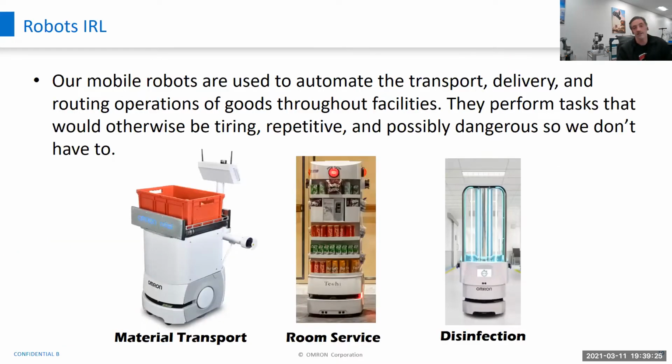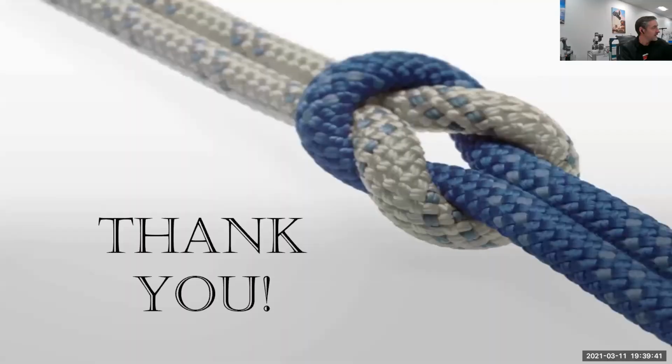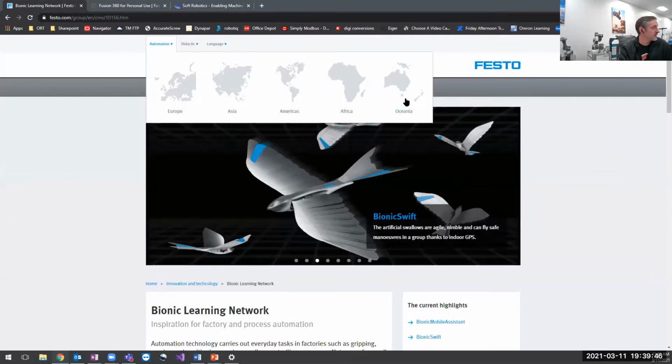So, as you know, the COVID pandemic is sweeping the world right now. Robots in real life are currently used for disinfection, material transport, room service, things like that. So I just wanted to give you a quick example of how these robots are used. That's the end of my slideshow, but I have a couple more things I want to show you.